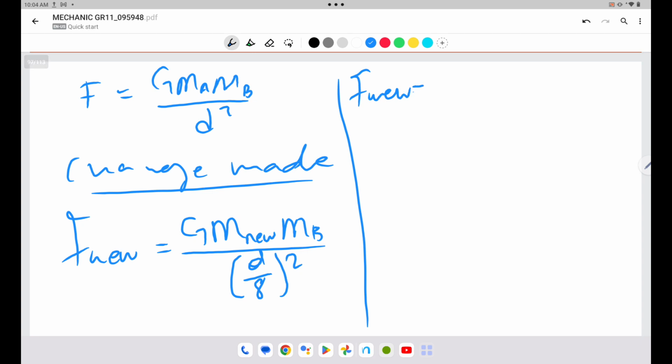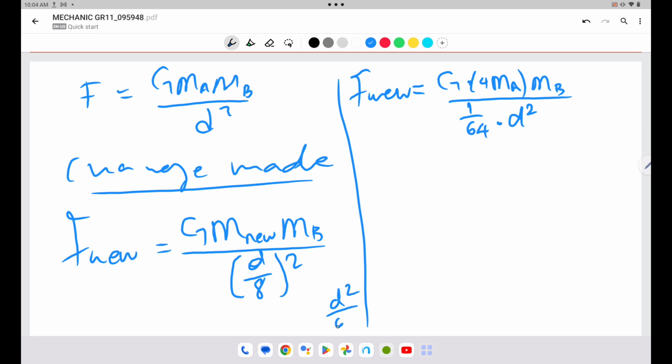So the new force will be G multiplied by M new. We said that was 4 multiplied by MA multiplied by MB, divided by, we can simplify the denominator. We have 1 over 64 multiplied by d squared. Okay, so I actually got d squared over 64, and then I separated that fraction.